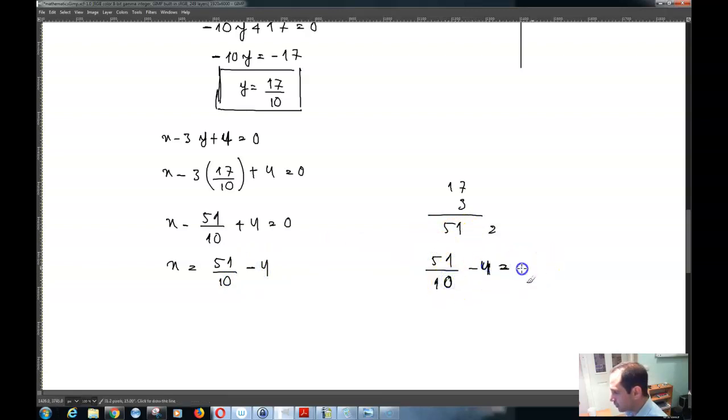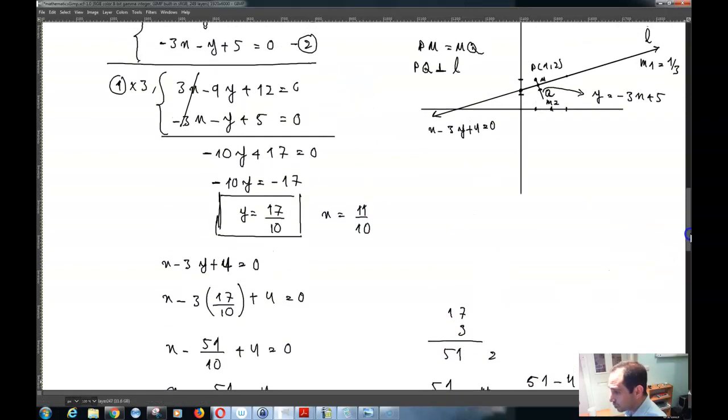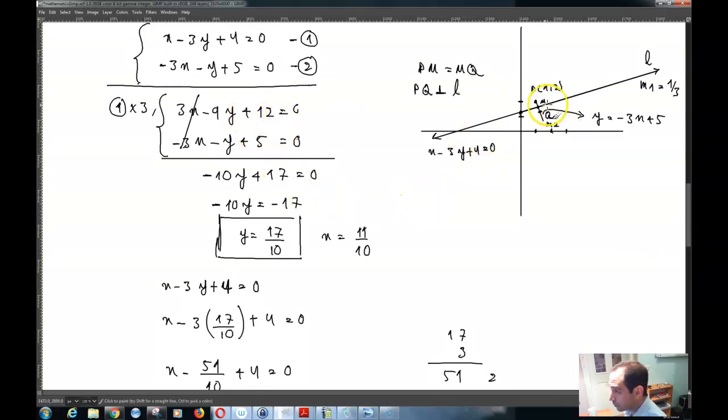51 minus 40, over 10, which is equal to 11 tenths. So your x is equal to 11 tenths. So the coordinates of the point M are basically 11 tenths and 17 tenths.